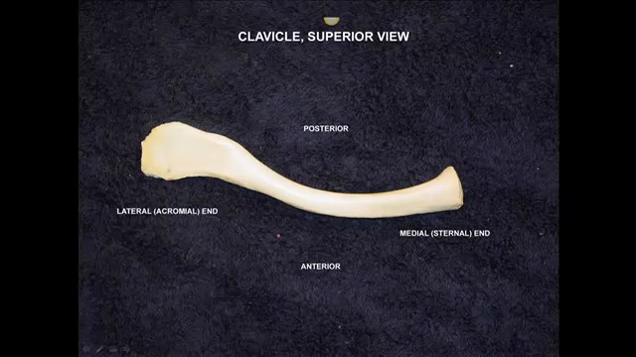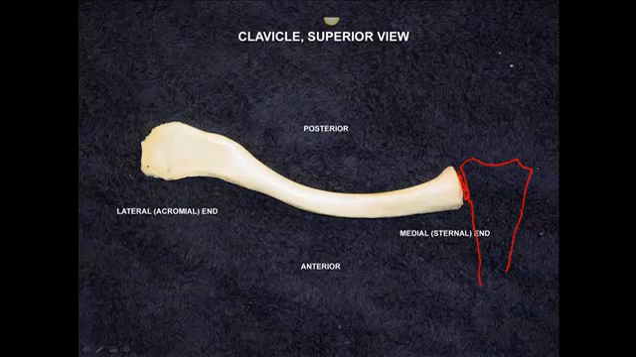Okay, beginning with the shoulder girdle. This is part of the shoulder girdle. This is the posterior. This is the anterior. This is your clavicle. This is medial, and this is where it will join with the sternum. Okay, so you have a little joint here.